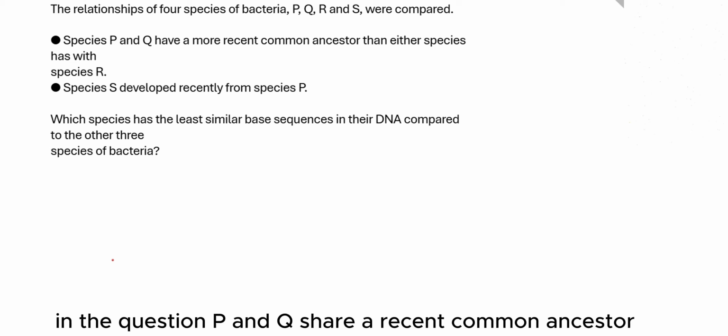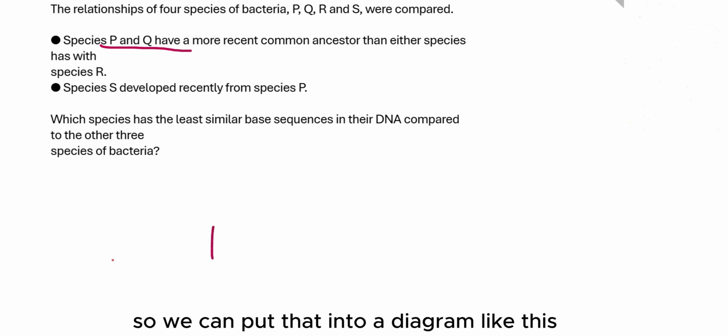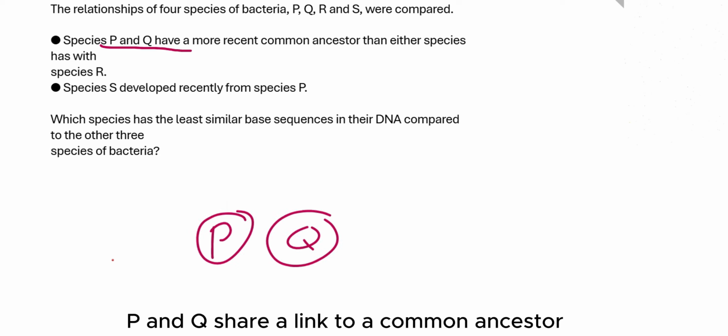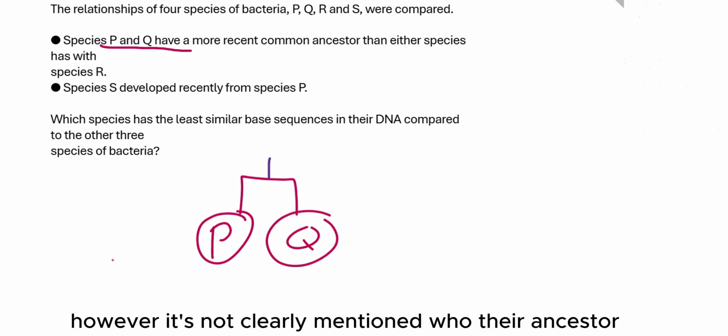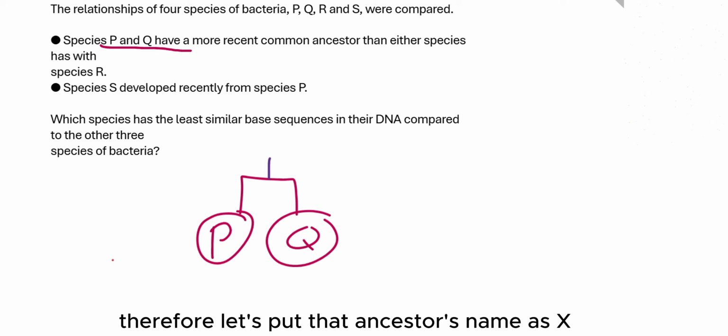In the question, P and Q share a recent common ancestor, so we can put that into a diagram like this. P and Q share a link to a common ancestor. However, it's not clearly mentioned who the ancestor is in the question. Therefore, let's put that ancestor's name as X.